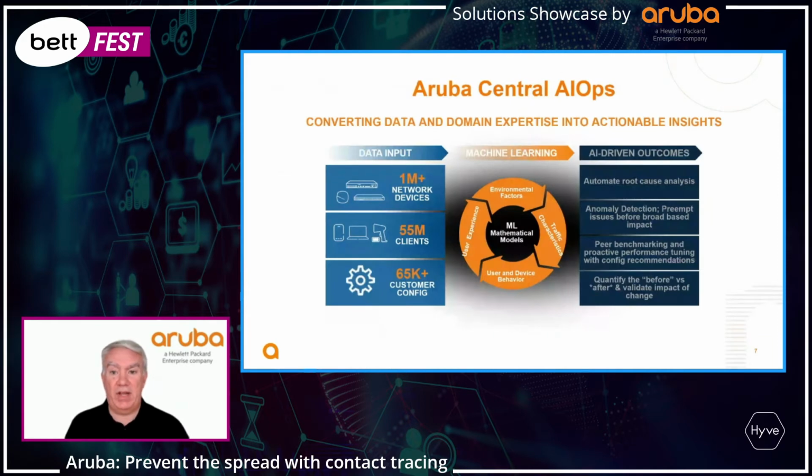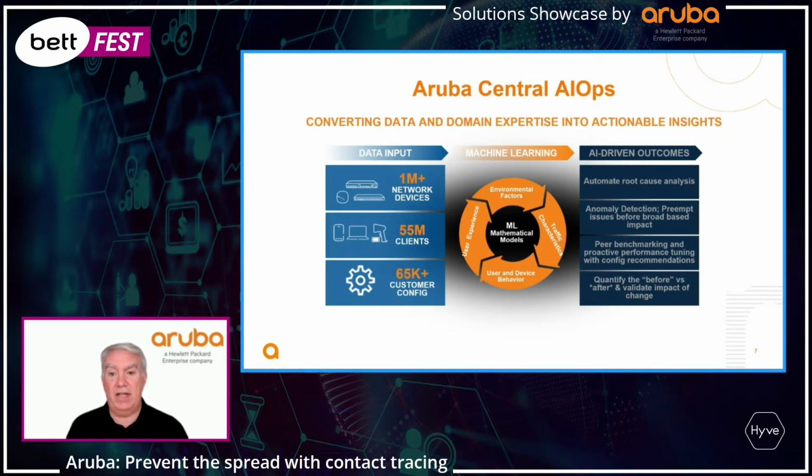So what is Aruba's AI Ops? So AI is using machine learning and AI in order to help automate the management and troubleshooting of your network. So we've got 65,000 customers using Aruba Central today. We're managing over 1 million network devices, and 55 million clients connect each day to Aruba Central. And this gives us what we call a huge and very diverse data lake. And any AI and machine learning is really only as good as not only the domain expertise, but the data lake you've got in which to act and learn on.